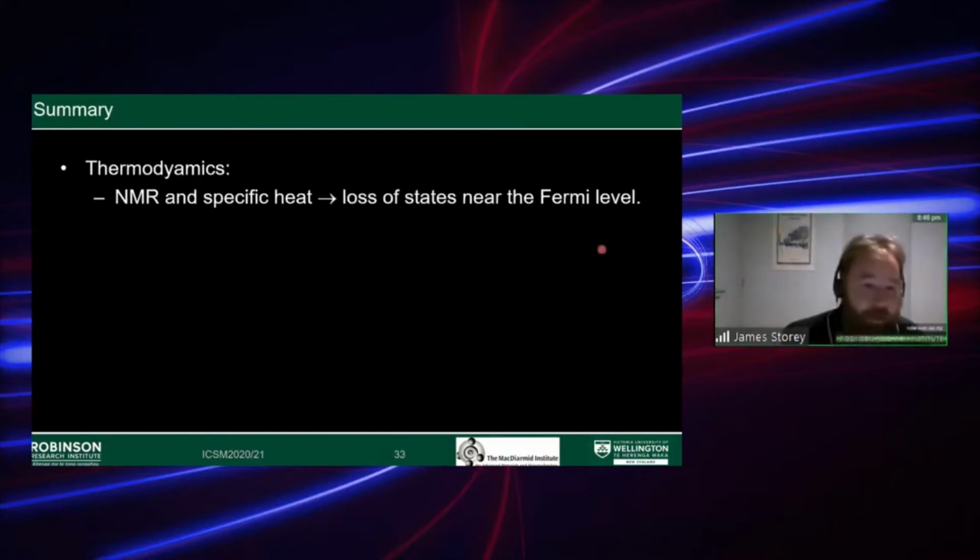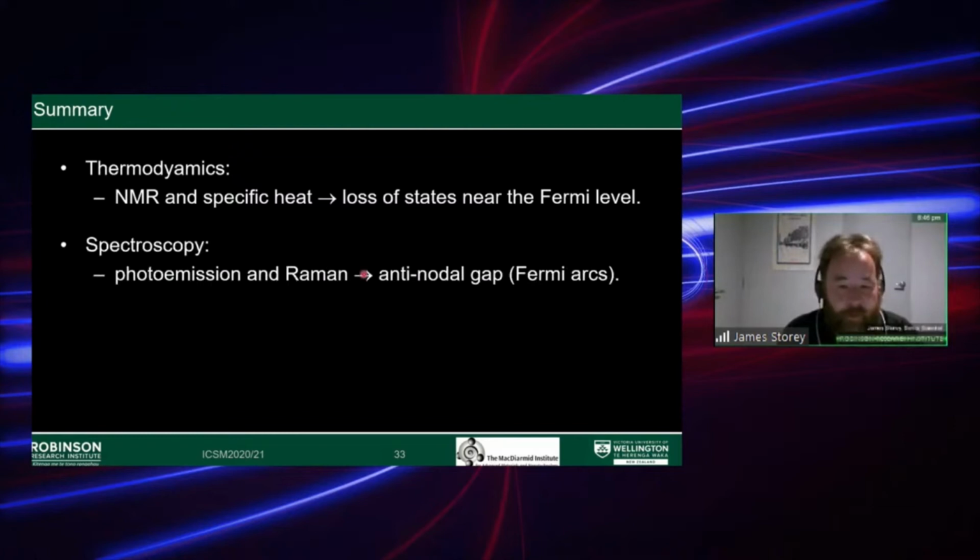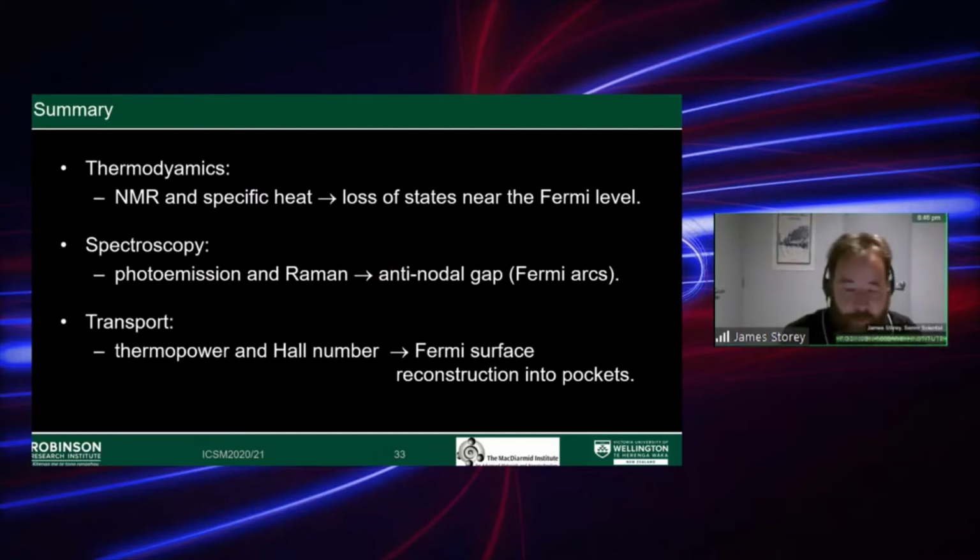So thermodynamics tell us there's a loss of states near the Fermi level. Spectroscopy tells us that it's an antinodal gap. And lastly, transport measurements tell us that this could be due to a Fermi surface reconstruction into small pockets. So thanks for your attention.